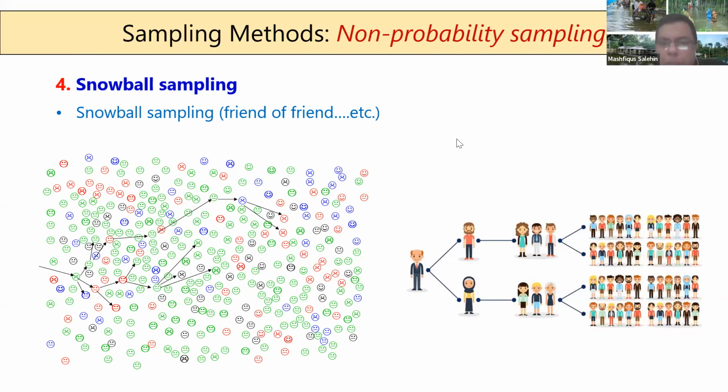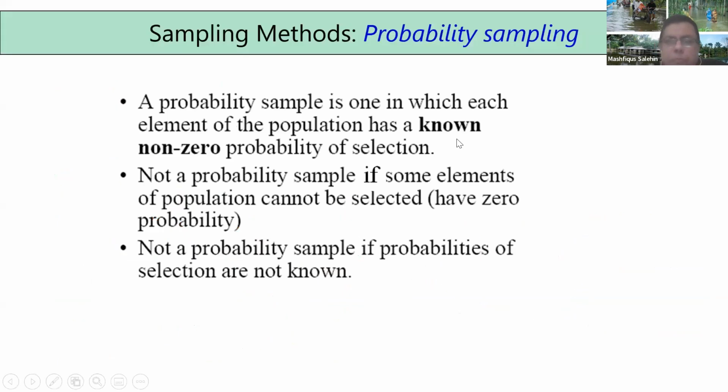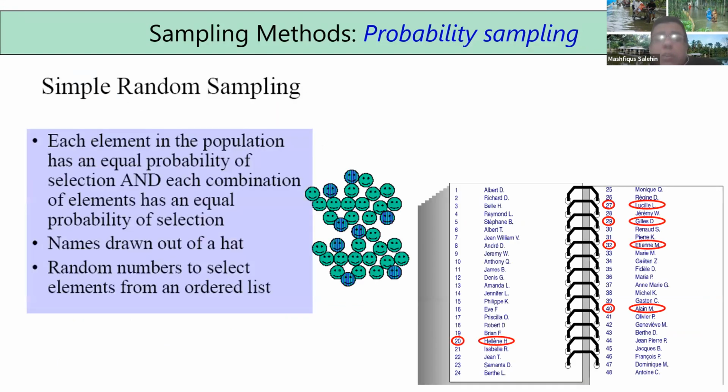About the probability sampling, as I said before, a probability sample is one where each element of the population has a non-zero probability of selection, meaning they have an equal probability of being selected. So how do you ensure that? In simple random sampling, for example, these are your sampling elements in your population. How do you sample them? Using a random sampling process.